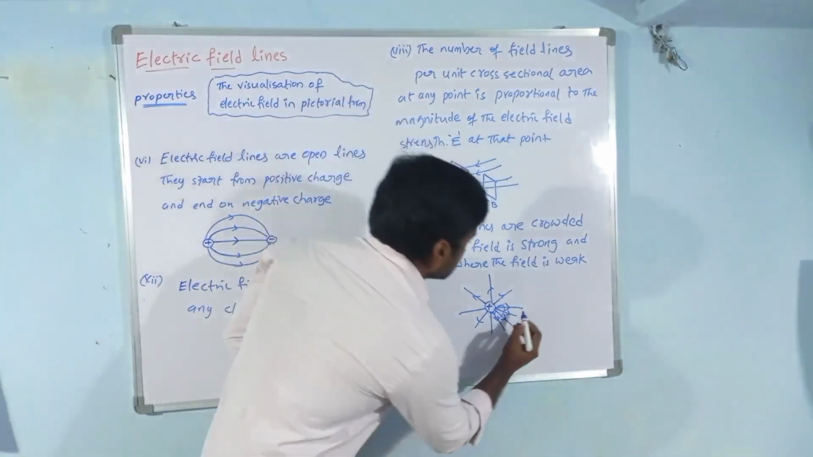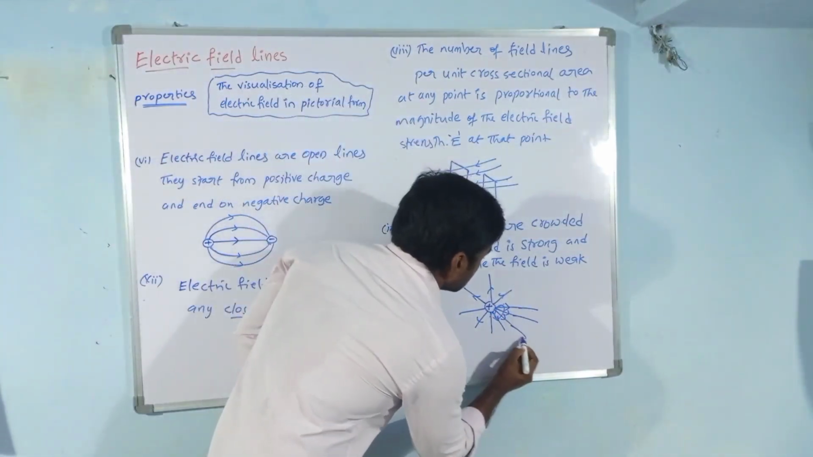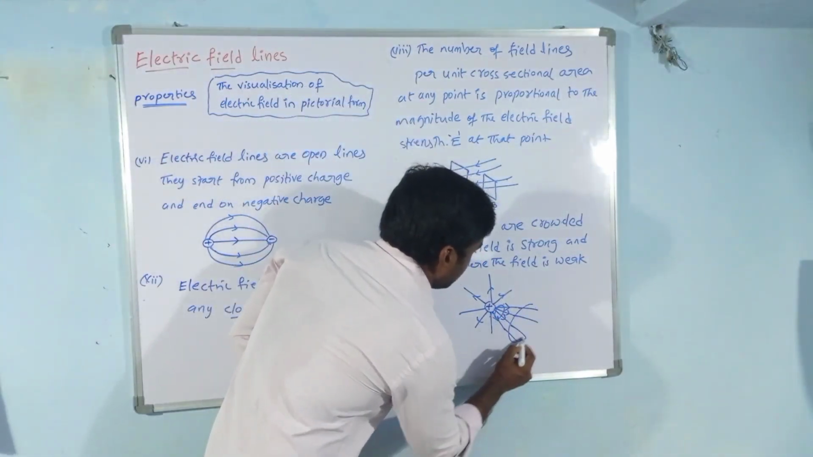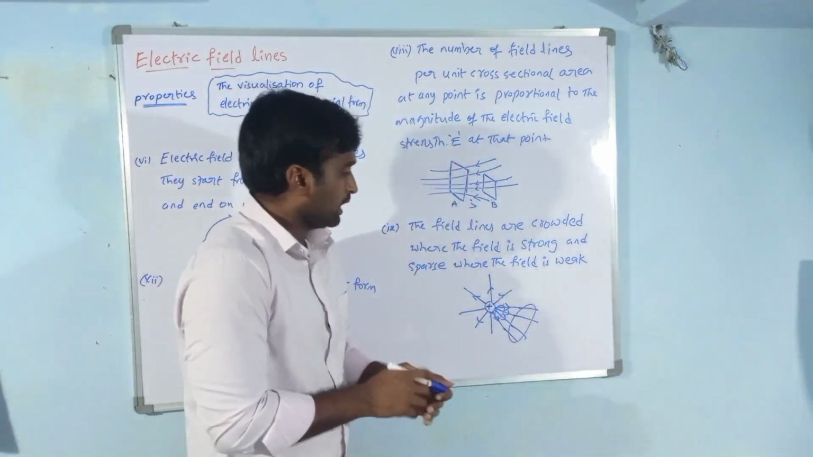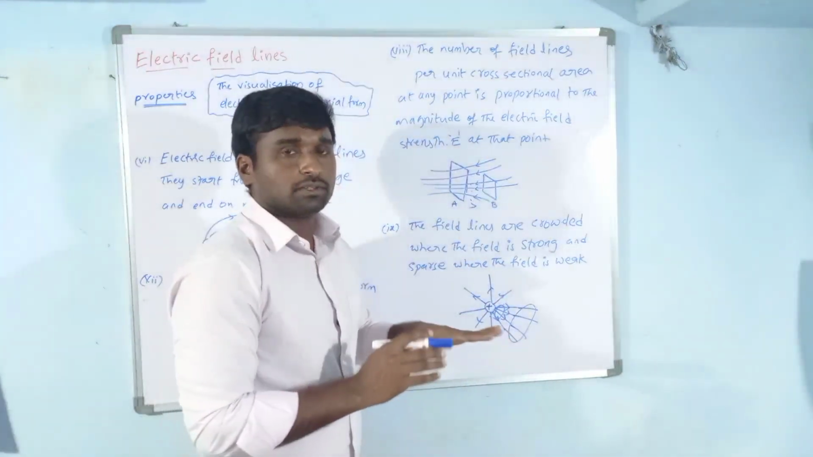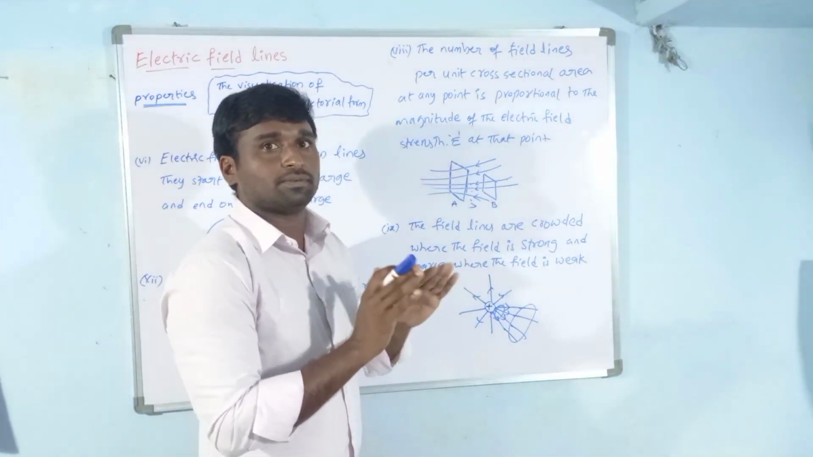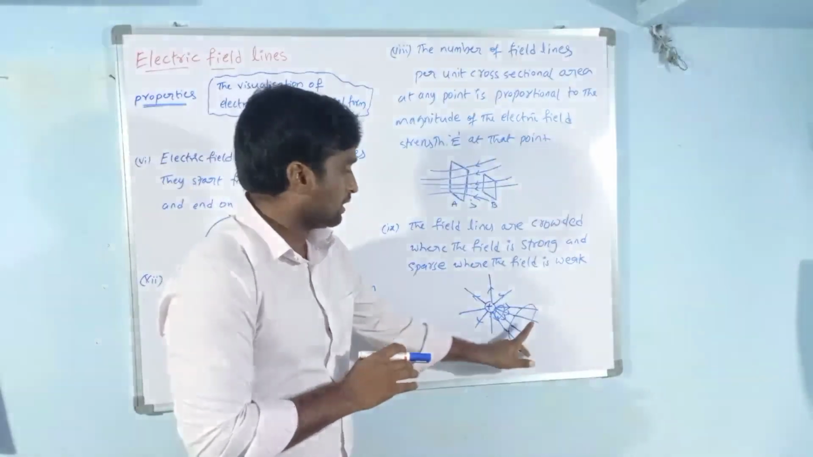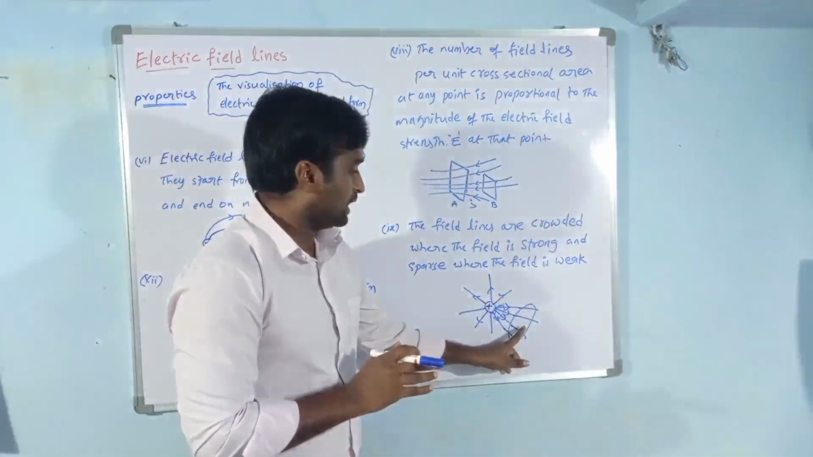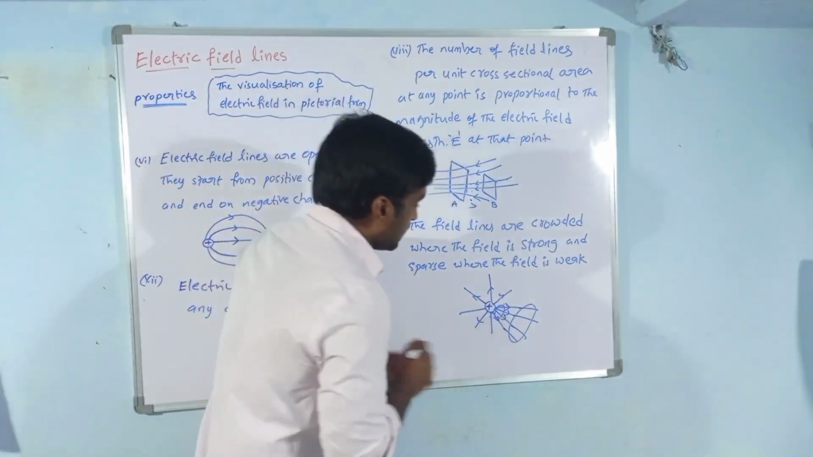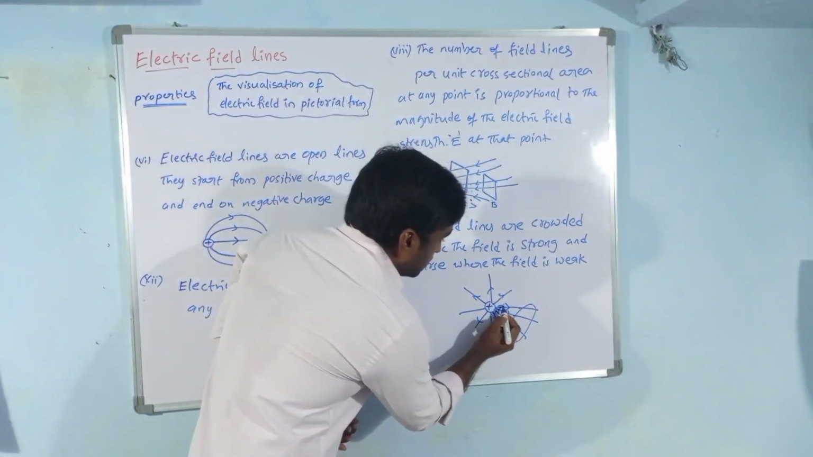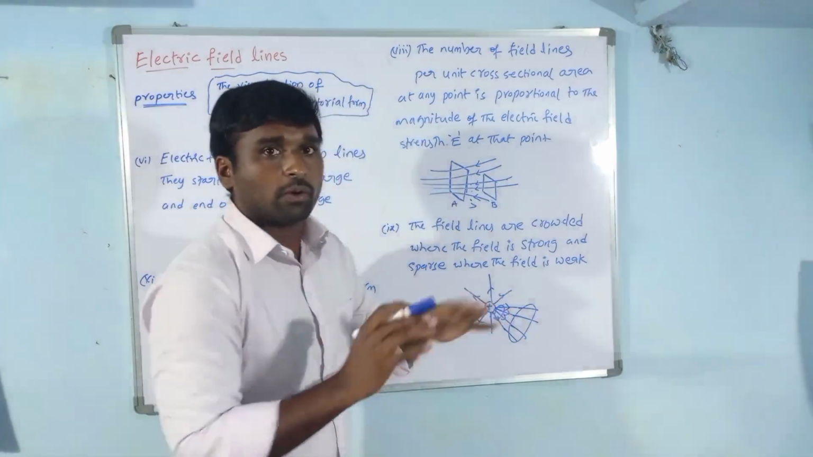Suppose these are the field lines. When we take this area, there is dispersion between the field lines. And when we take this other area, the field lines are crowded close to each other.